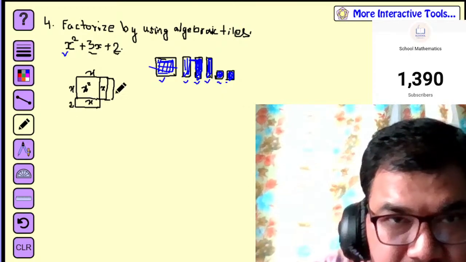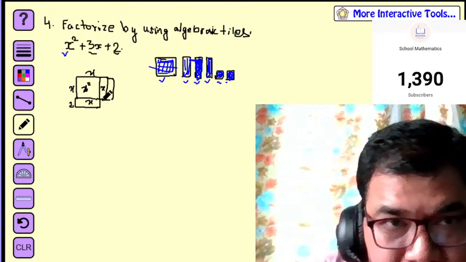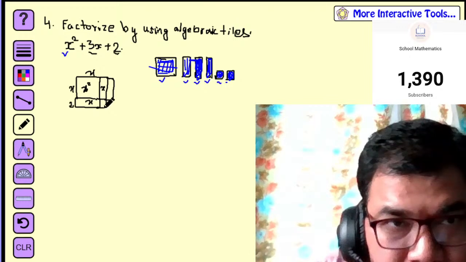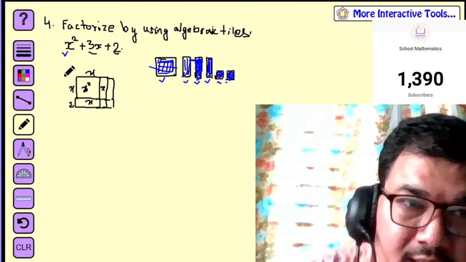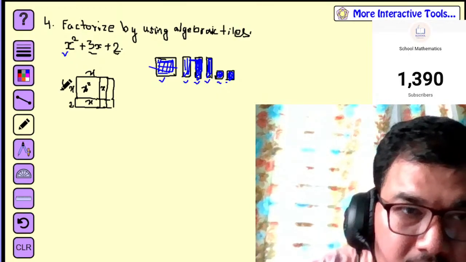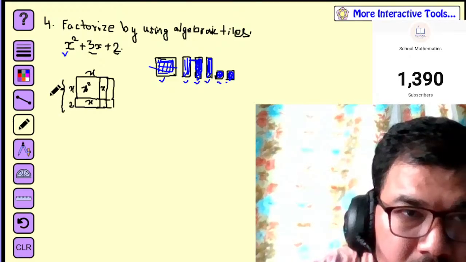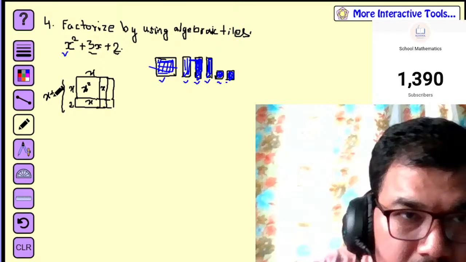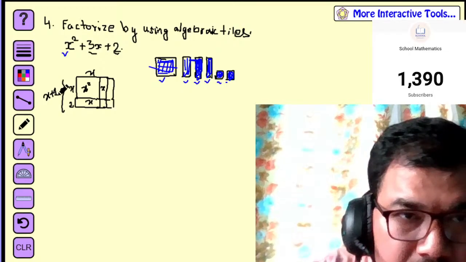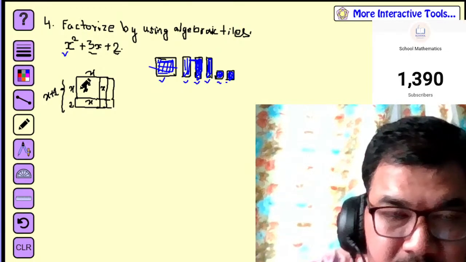Now what is the left space here? Look here, there are also unit tiles. Let's put them here. One unit tile is here and another unit tile is here. Now let's check this side. What will this total be? This total has become x plus 1. This side is x plus 1.